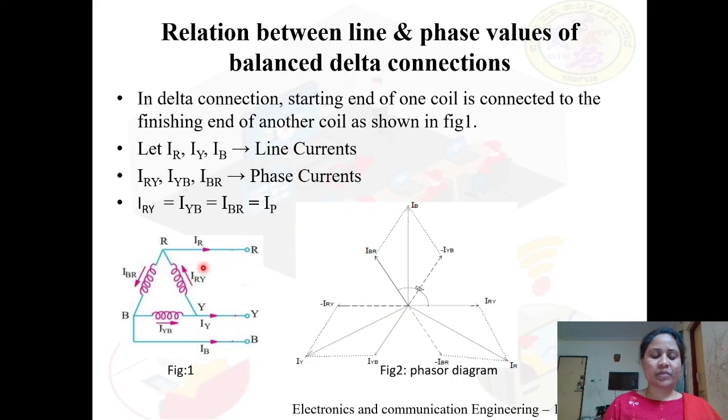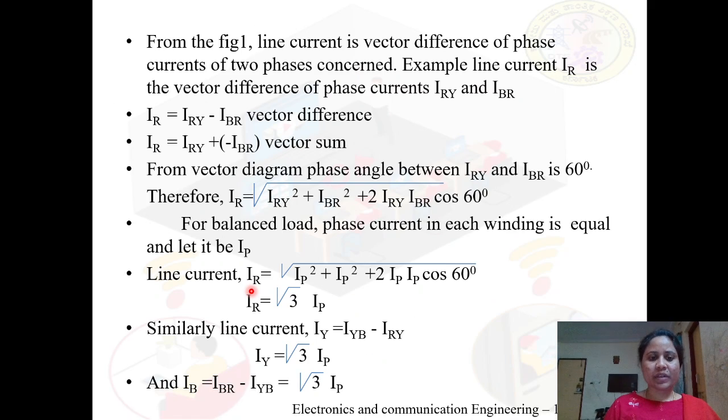Let us write the line currents first. So IR, IY and IB are displaced by 120 degrees from each other, and so we can take IR as the resultant of IRY and IBR, IY as the resultant of IBY and IRY, and IB as the resultant of IBR and IYB. Okay, so let us put that with an equation.